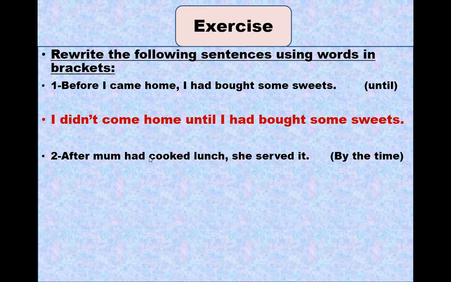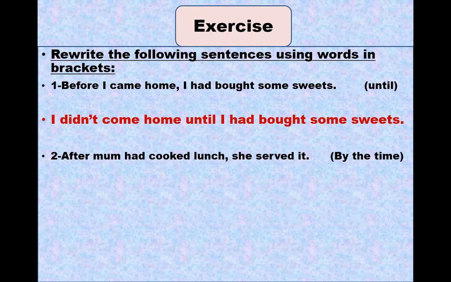She could serve it. By the time mom served lunch, she had cooked it. Okay? By the time mom served lunch, she had cooked it. Why did I use "mom," not "she," in the first sentence? Because it's the first time I mentioned mom.